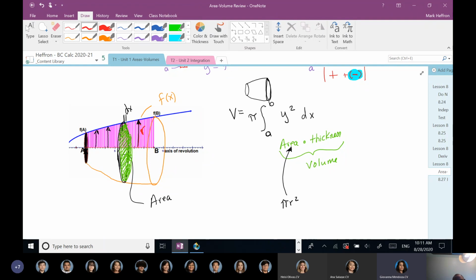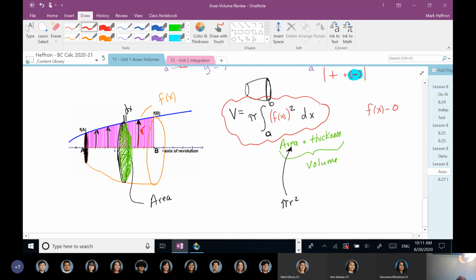It's f of x down to the axis. Yep, perfect. So we could think of it as f of x minus 0, because 0 is the y-axis. So that's why Raul was totally right. We probably should have written it as f of x squared instead of y squared just based on our picture, but he's totally right. So nice job, Raul.